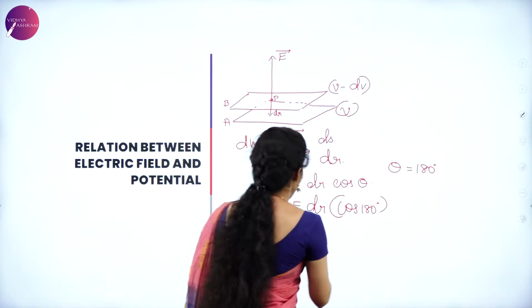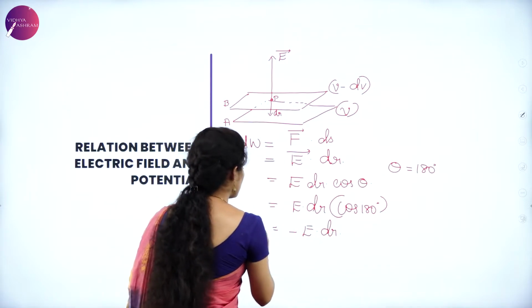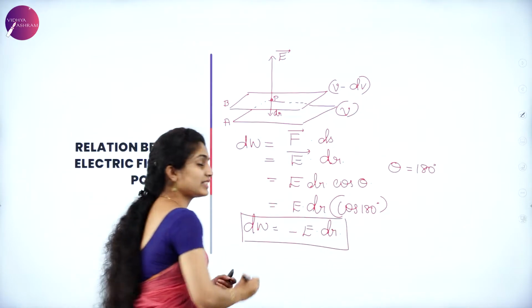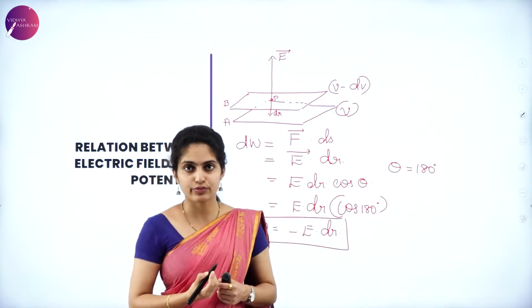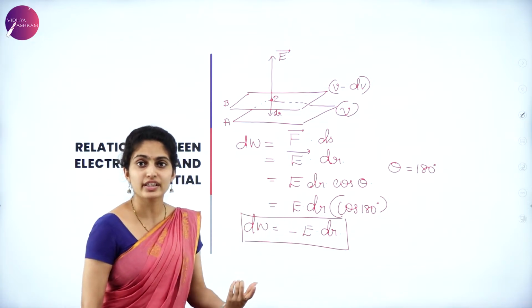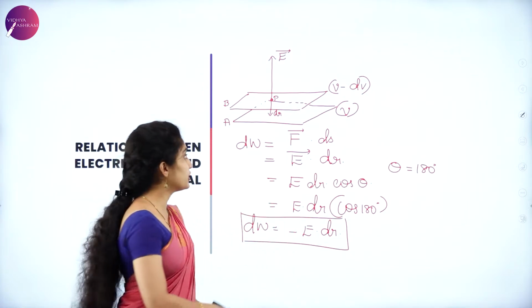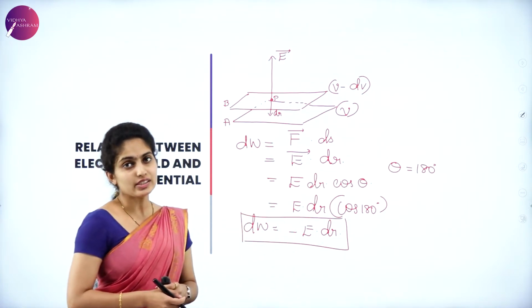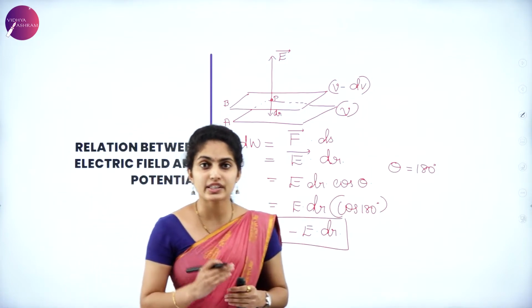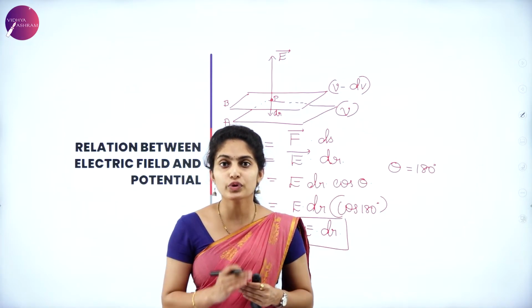It is minus of E into dr. So dW, negative sign, indicates that the work is done against the electric field, okay, against the electric field. So this is the work done in bringing unit positive charge from one point to the other point in this equipotential surface. So if this is our work done, now our duty is to calculate the potential difference between two equipotential surface.